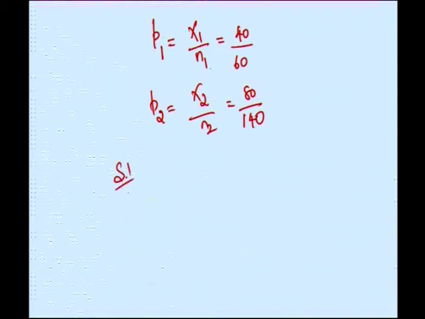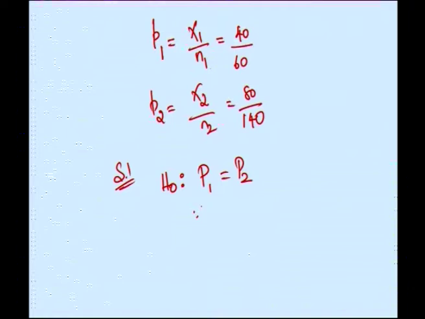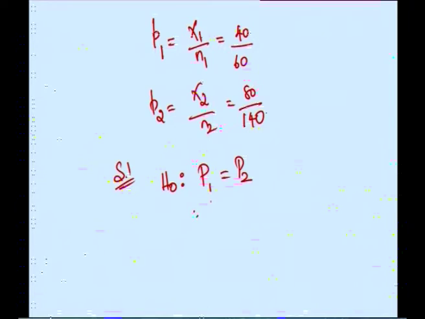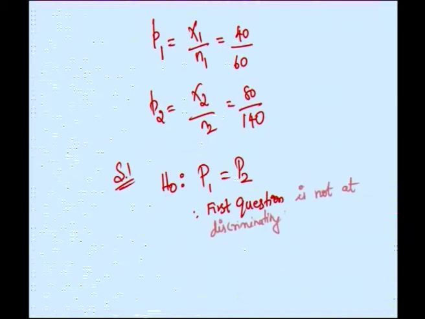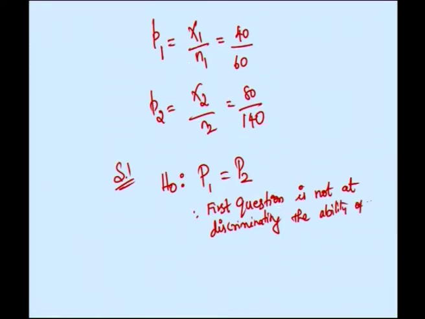Step 1: set up the null hypothesis H naught, capital P1 is equal to capital P2. That is, there is no difference in the population proportions between the first group and second group. In other words, we may say that the first question is not good at discriminating the ability of the type examined. Okay. So, H1 will be P1 is not equal to P2.